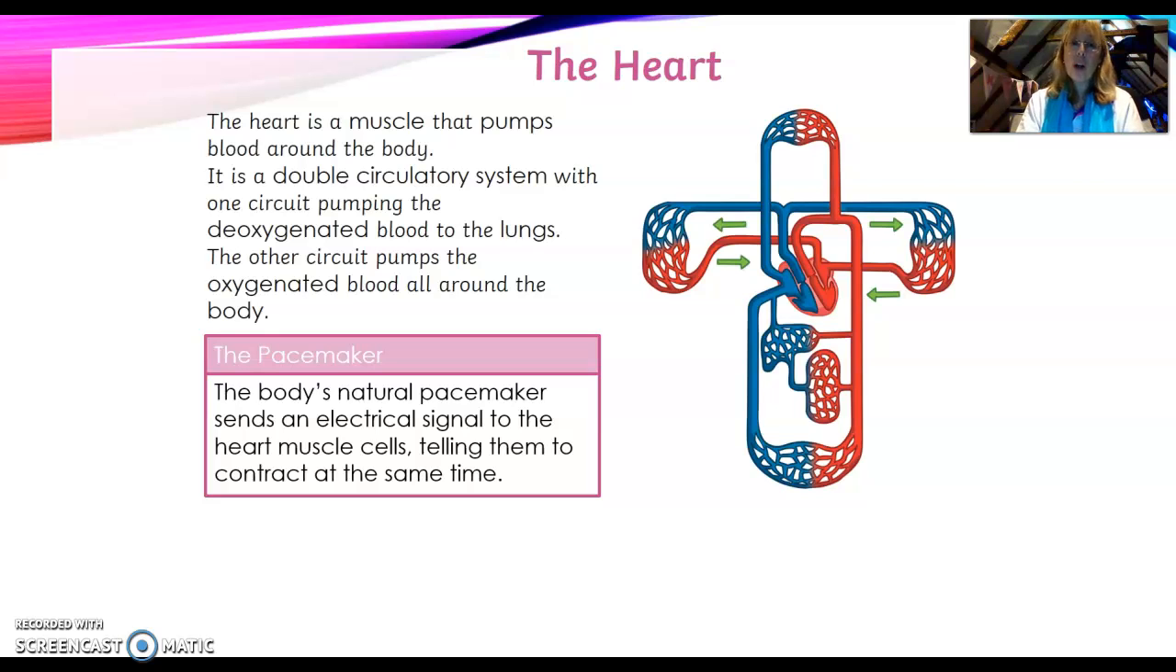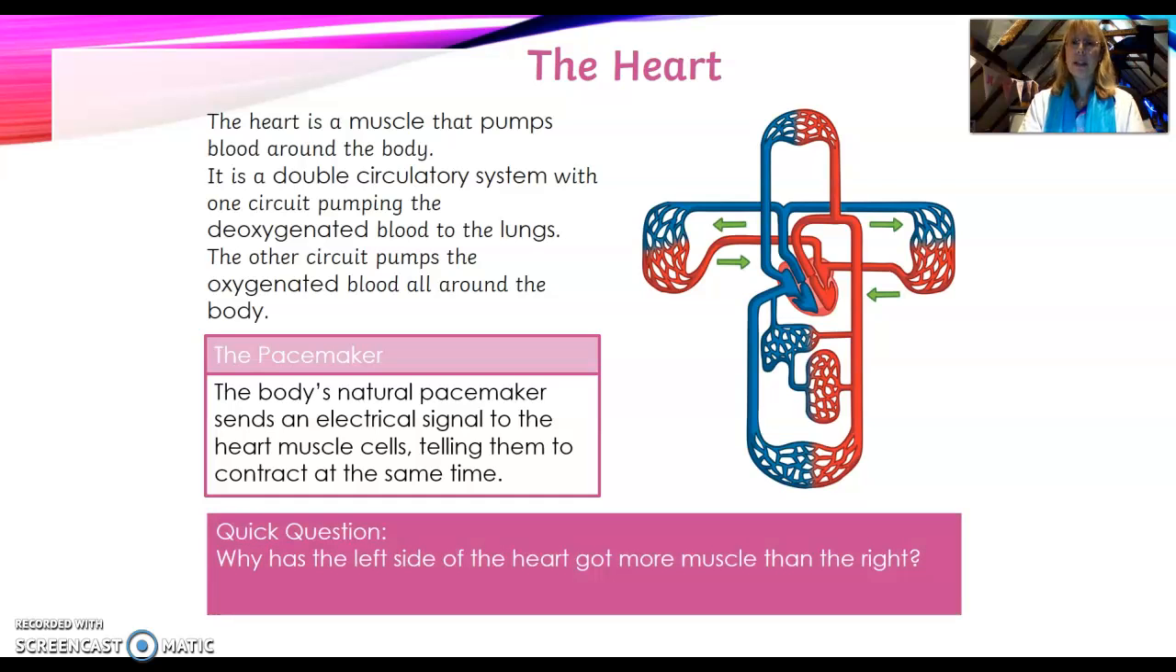Sometimes something goes wrong with our natural pacemaker, and then doctors are cleverly able to insert an artificial pacemaker, which can then take over that functioning of the heart, and it needs to be replaced at least every decade if it's working well. Now, here's a question. Why has the left side of the heart got more muscle than the right side of the heart? And you might think of this as we go through the next part.